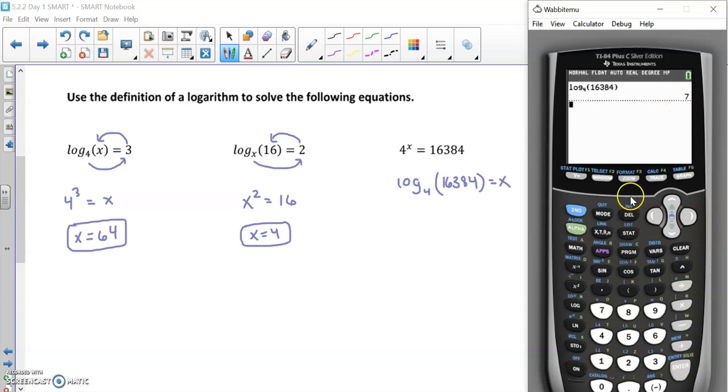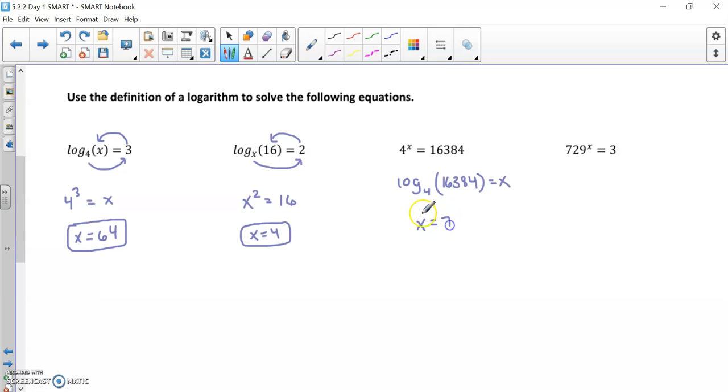So my answer is going to be 7. And sure enough, if I did 4 to the 7th power, I can check myself. I do get 16,384. So I know that my answer is 7. Okay, and one more. Let's go ahead and convert this to log form. So the base here is going to be 729 because that's the base in the exponential. 3 goes inside and x comes out here.